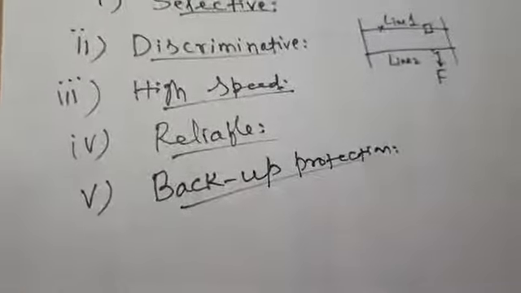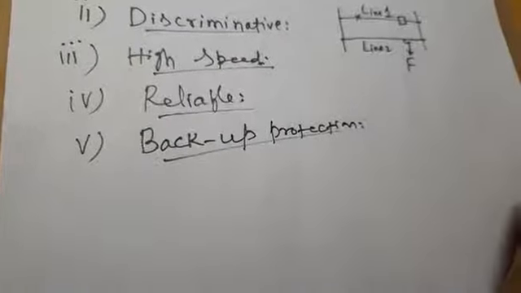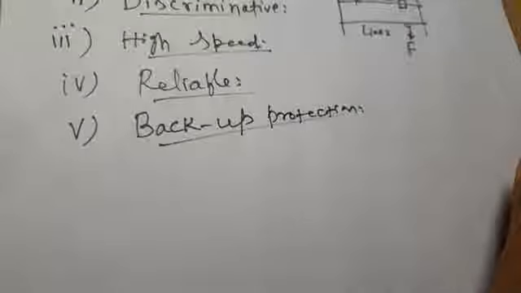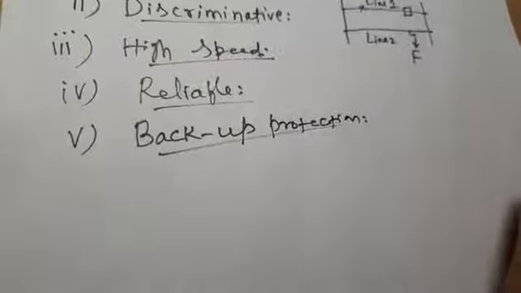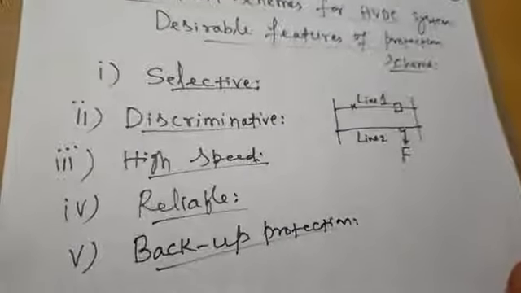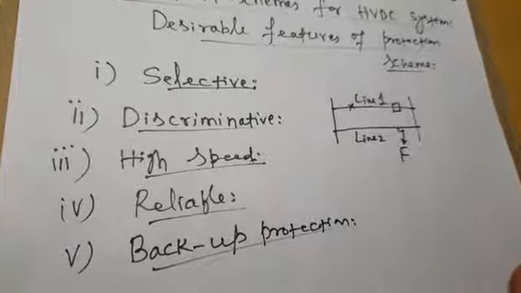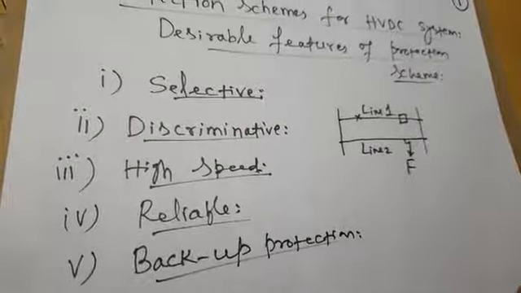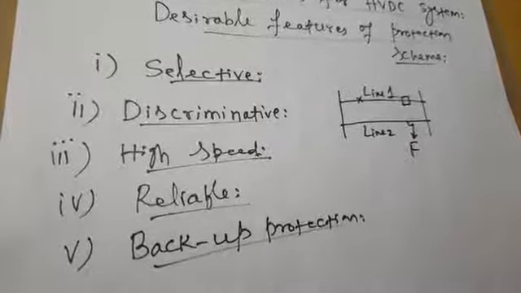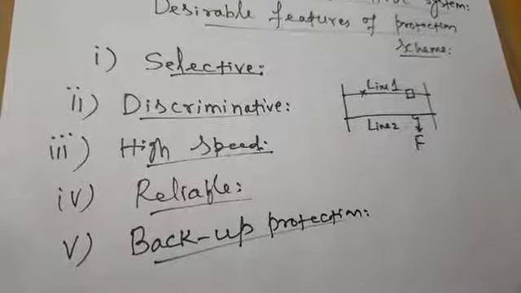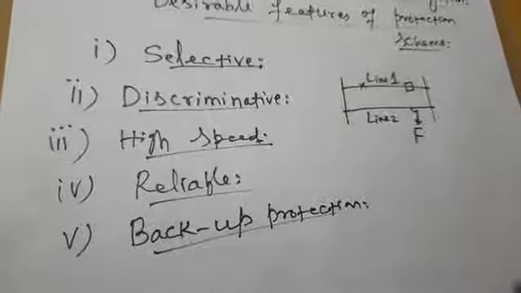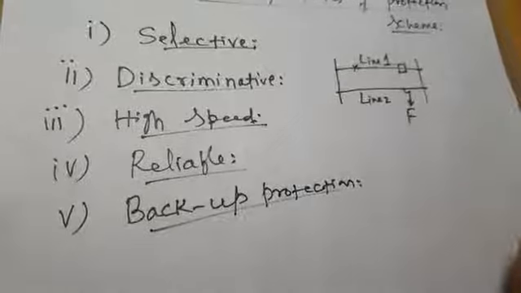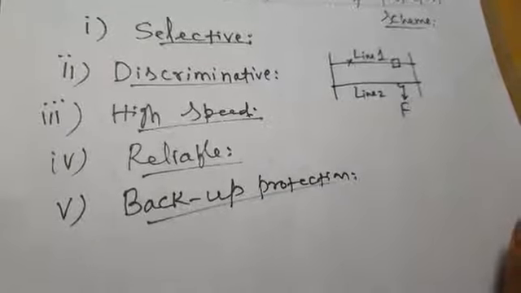Your primary protection should be aided by backup protection, which means if primary protection fails, then there is still backup protection which will provide protection to the system. So these are some desirable features of protection schemes which you design for HVDC system. The protective scheme should be selective, it should be discriminative, it should operate at high speed, it should be reliable in nature, and it should be provided with backup protection. So these are the desirable features of a protective scheme.